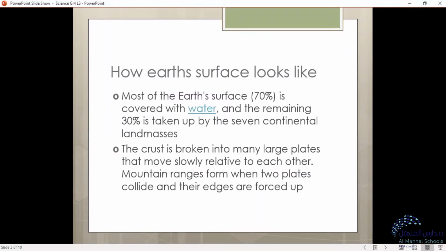So what does Earth's surface look like? Most of Earth's surface, which is 70%, is covered with water, and the remaining 30% is taken up by the 7 continental land masses. The crust is broken into many large pieces or plates that move slowly relative to each other. Mountain ranges form when two plates collide and their edges are forced up.